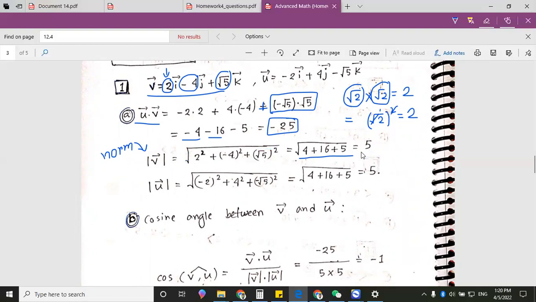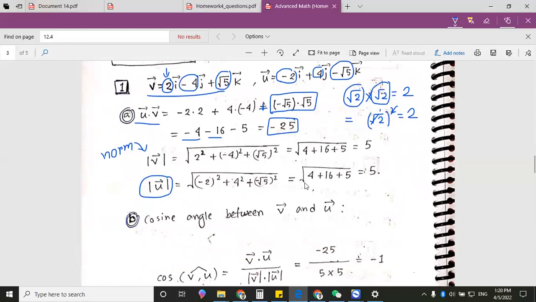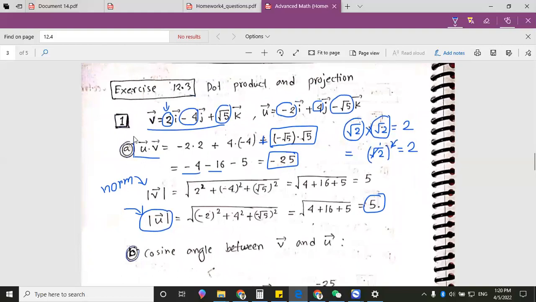And then the norm of u will be the same way: root over minus 2 square plus 4 square plus minus root 5 square. The answer will be 5. So this way we calculate the norm value, and this way we calculate the dot product.